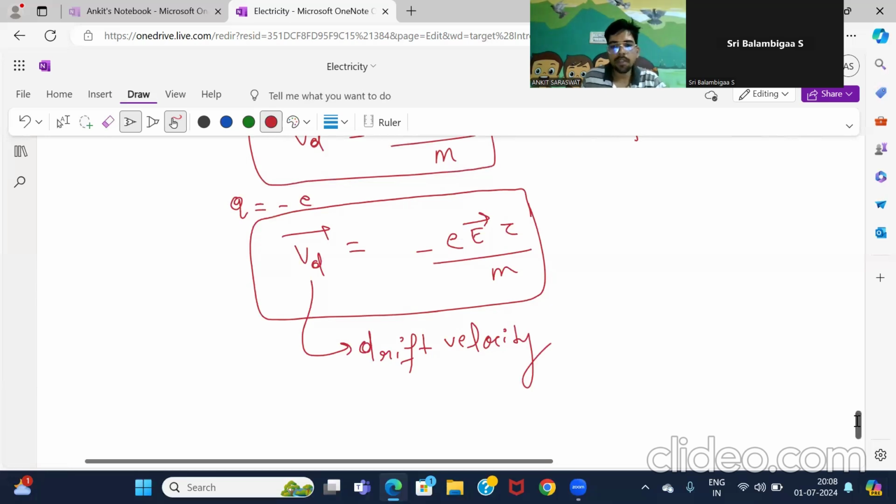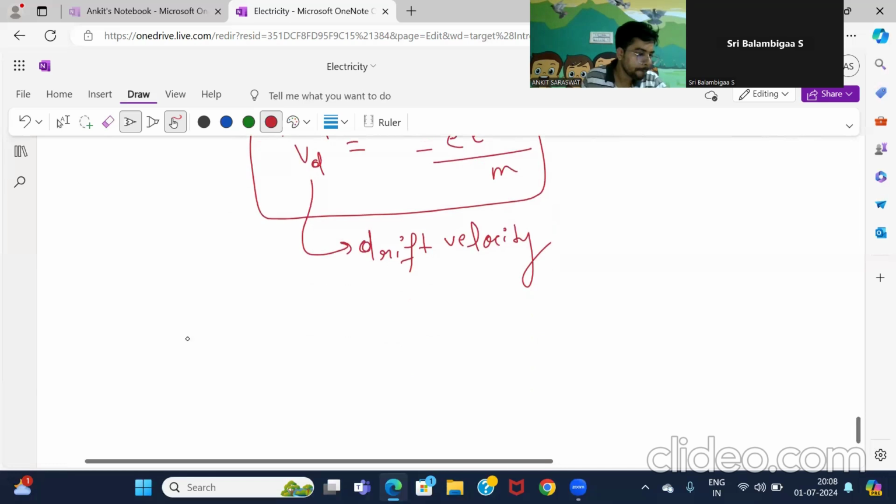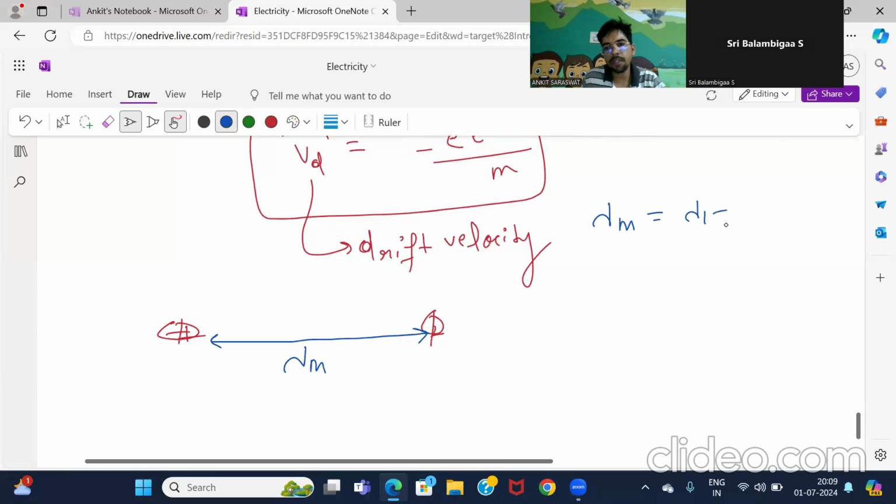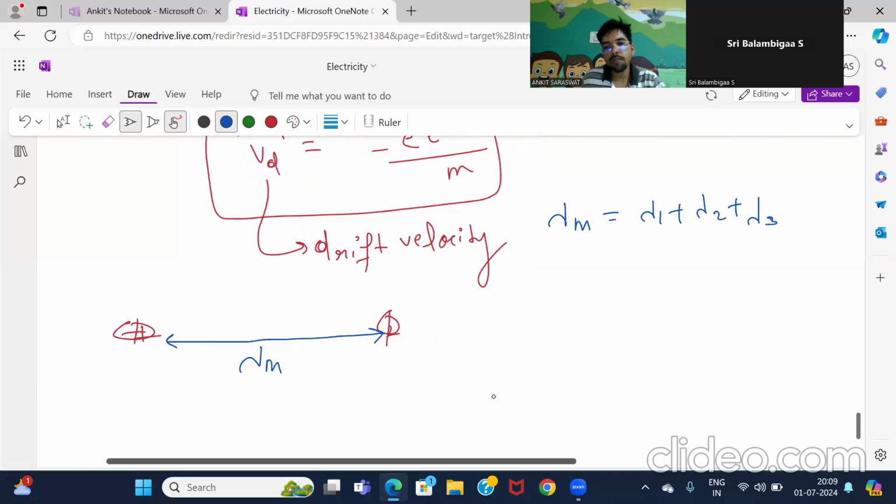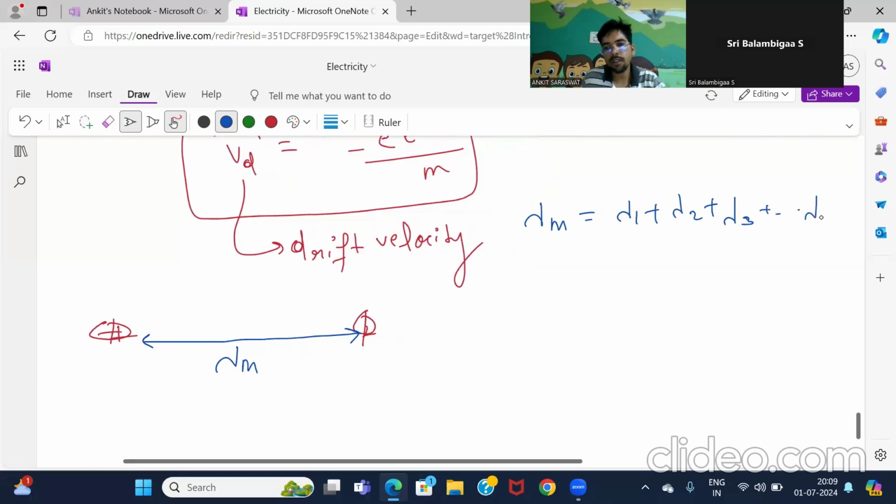What is the meaning of drift velocity? For example, this is one kernel. This is the next kernel. If the distance between two kernels is lambda mean, what is lambda mean? Average mean free path, lambda 1 plus lambda 2, because every electron has a different lambda. Clear? This is the mean free path. You will learn this in chemistry also.